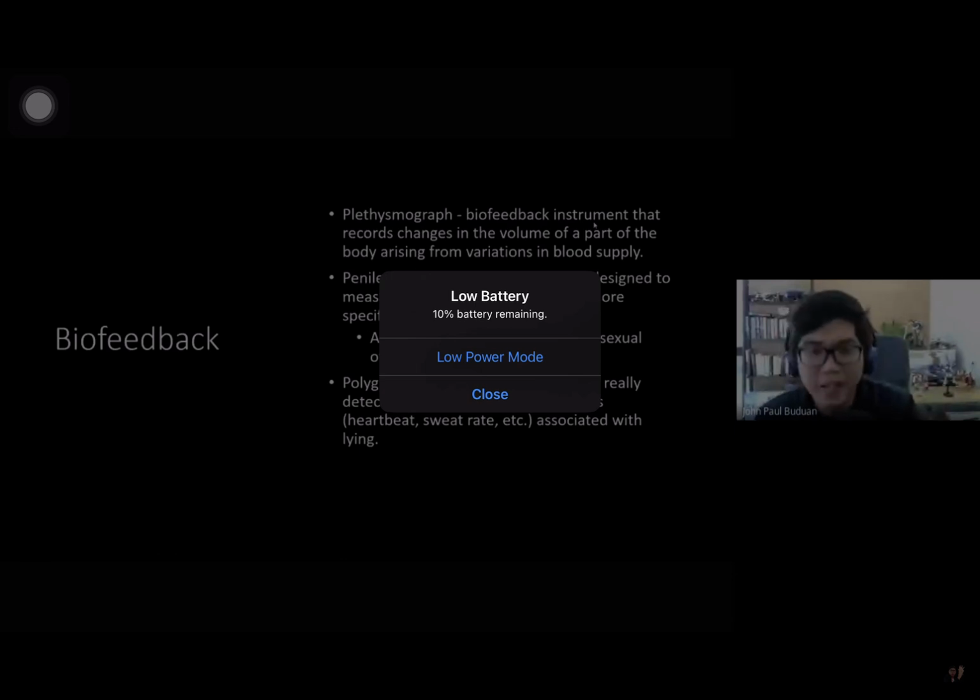And then polygraph, no? Lie detector, which is not accurate. Lie detector that does not really detect lies, but physiological responses associated with lying. Heartbeat, sweat rate. Pero itong heartbeat and sweat rate kasi, it can also be associated with nervousness, no? Na baka magkaroon ng false positive yung machine na akala nila nagsisinungaling ka, in fact, you're telling the truth. Diba? Tapos subjective pa to eh. Parang hindi siya ganun ka-accurate.